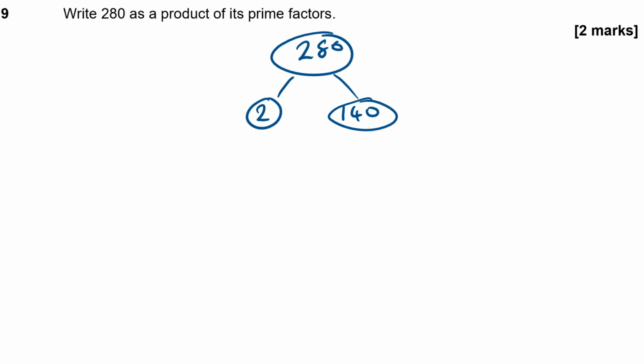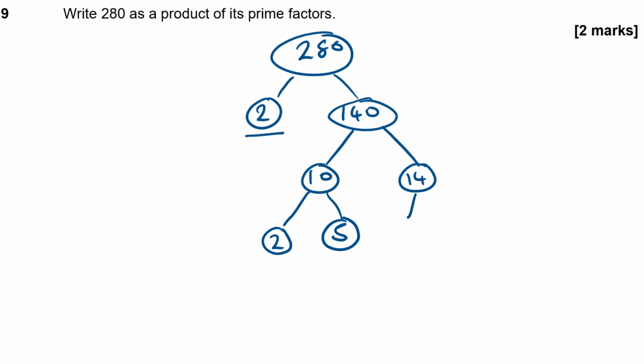Now, if your number is prime, like 2 is, that's a stop. If it is non-prime, if it's a composite number, then there will be two other numbers that you can multiply together to give you 140. So how about 10 and 14? Okay, now 10 is not prime, so it splits up as well. So 10 is 2 times 5, and 14 is 2 times 7. Now 2 is prime, 5 is prime, 7 is prime. So all of my branches are now ended.